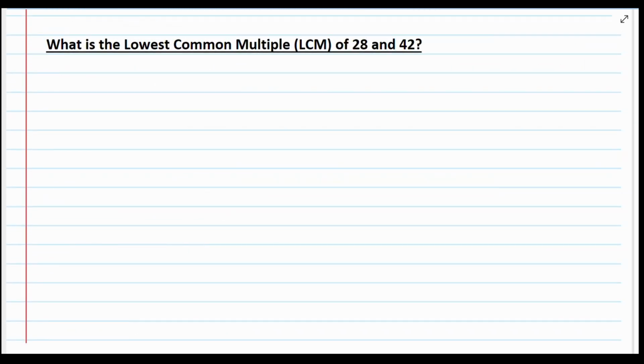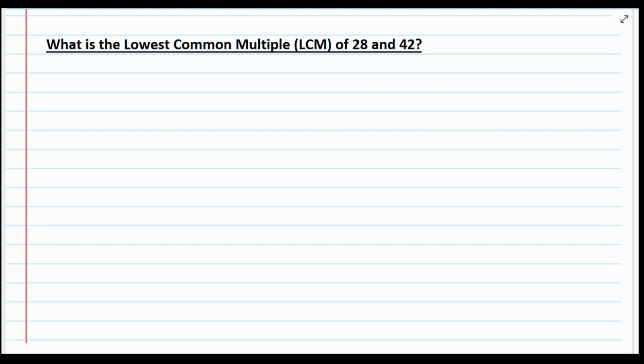So another example, if we deal with slightly bigger numbers now, what is the lowest common multiple, or the LCM, of 28 and 42? If we were going to solve this through the first method of listing out all the multiples of each of those numbers, it's going to take quite a long while and be quite complicated, because 28 is a big number, and as you keep looking for multiples of 28, you're just going to get into bigger and bigger numbers, and same with 42.